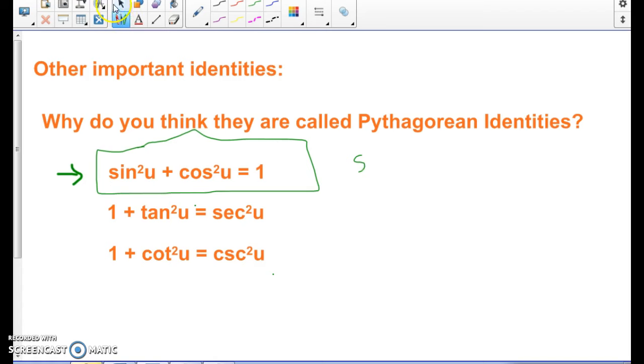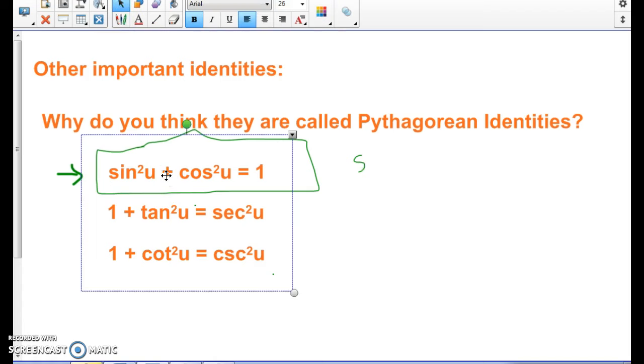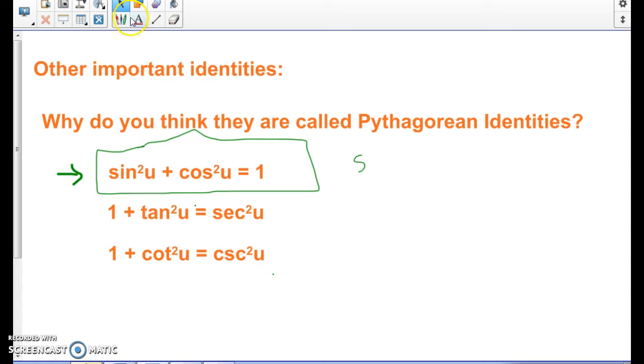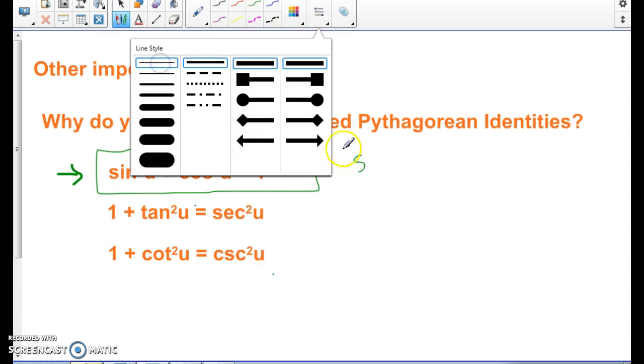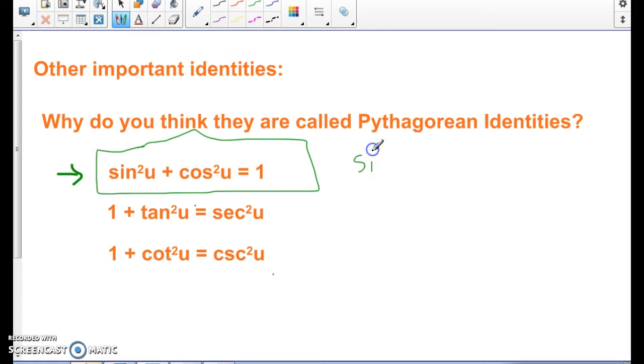So, if I take sine squared plus cosine squared equals 1, and I'm going to divide everything by sine squared. I'm allowed to do that because I'm doing the same thing to every single item here.